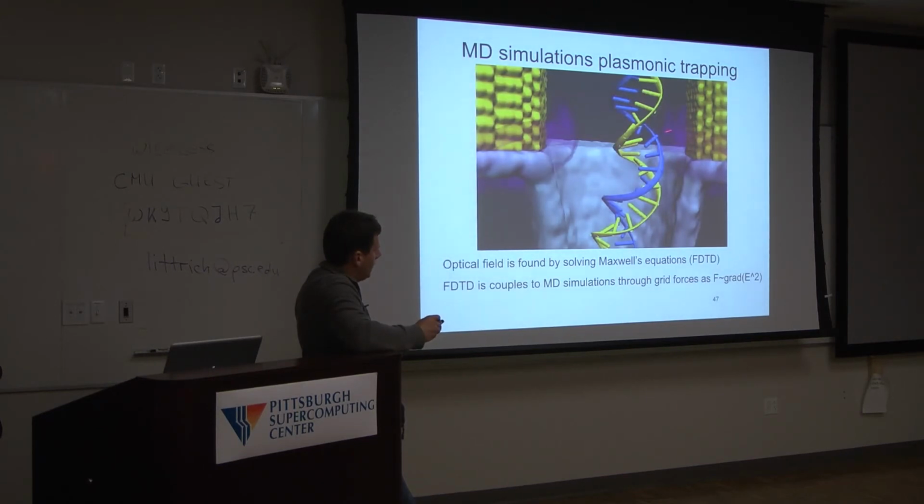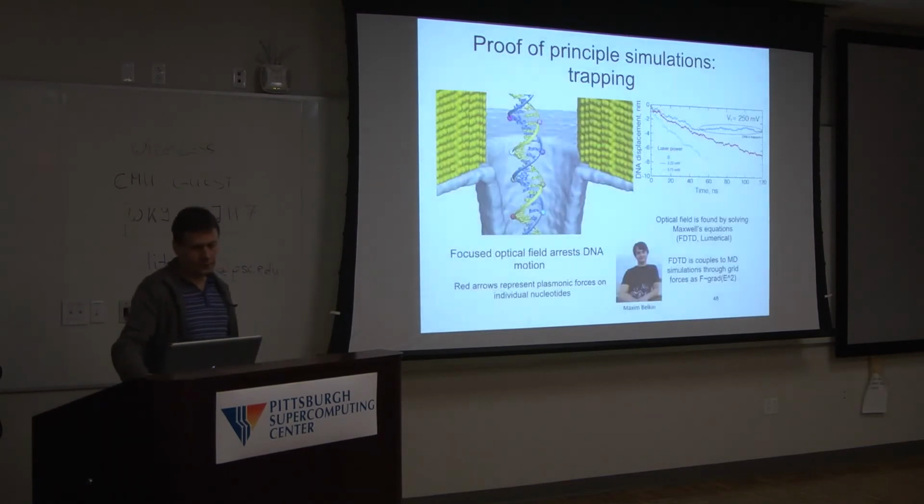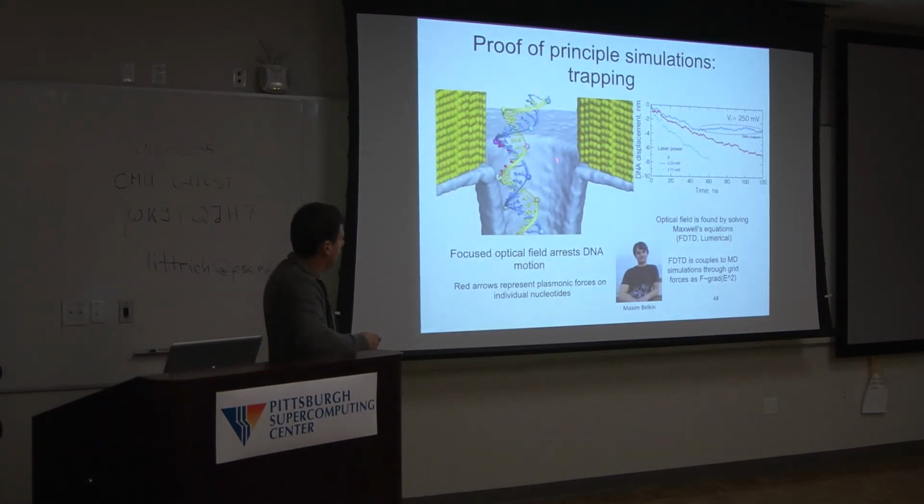So that field acts on DNA. And the way it does it, it traps it. In this particular movie, you see that the DNA is attracted to the edge of the bow ties. Those arrows show you the direction and the magnitude of the local plasmonic forces. So it will eventually be trapped on the other side here.